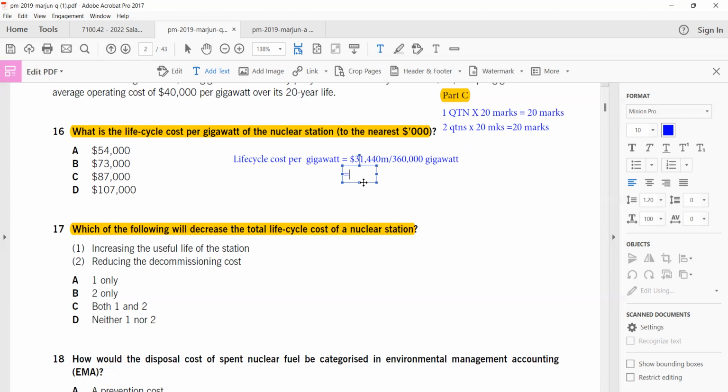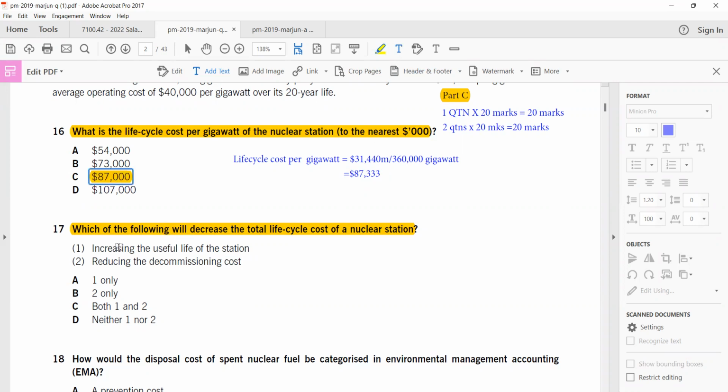Okay, so it's going to give us 87,333 in that regard, right? This is 87, but to the nearest 1,000. So is that supposed to be the answer to question 16? Can you come again? So to the nearest 1,000, it is going to be 87,000.